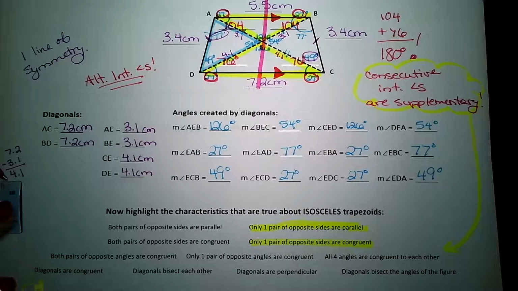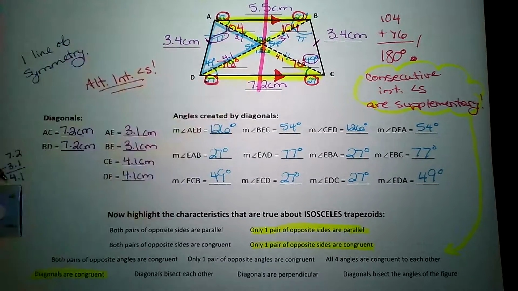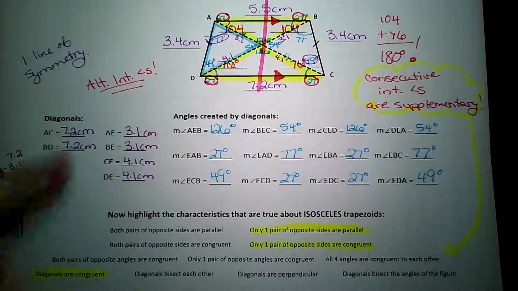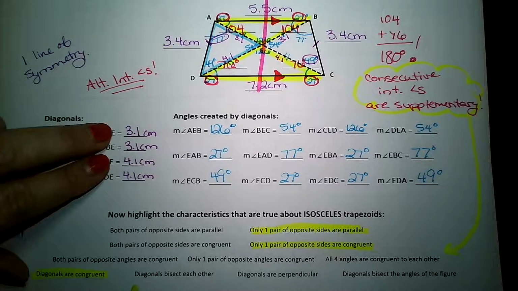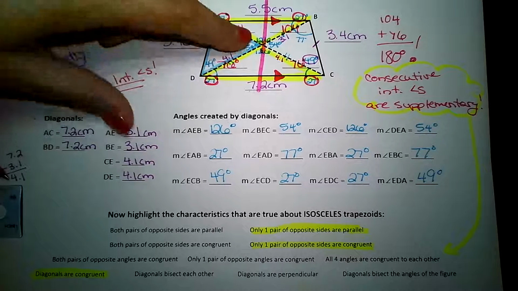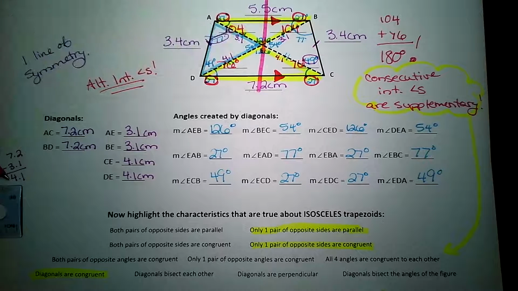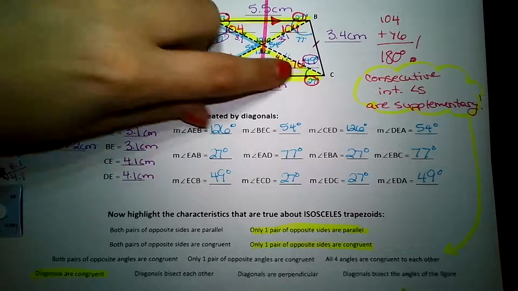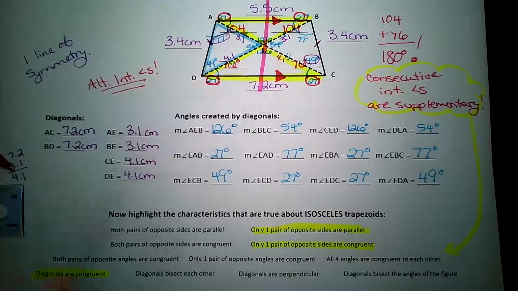Diagonals are congruent? That is a yes, and that's because we have this line of symmetry in here. Diagonals bisect each other? That's a no. 3.1 and 4.1 are not equal. Diagonals are perpendicular? That's a no. We don't have 90-degree angles at the intersection. Diagonals bisect the angles in the figure? That's a no. The 76 has not been split evenly.